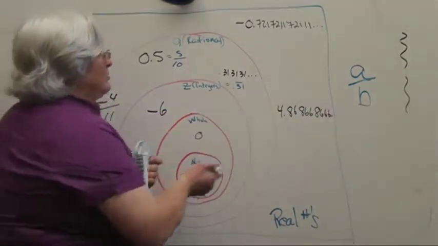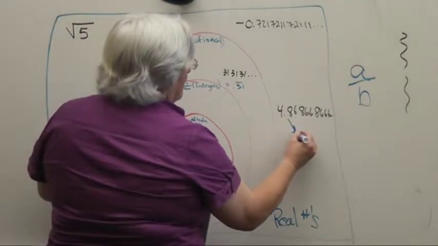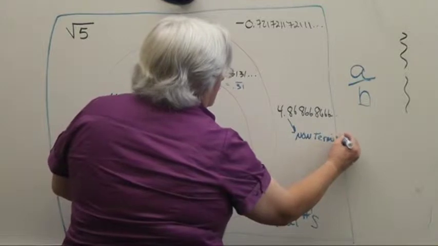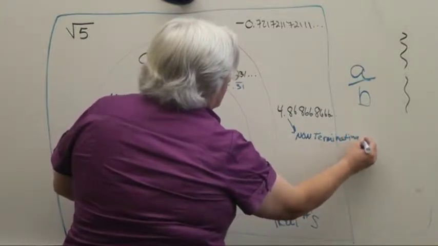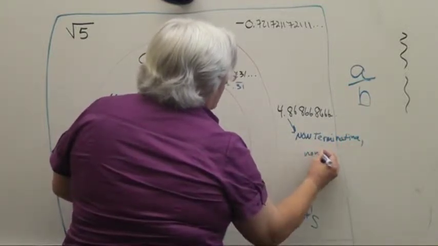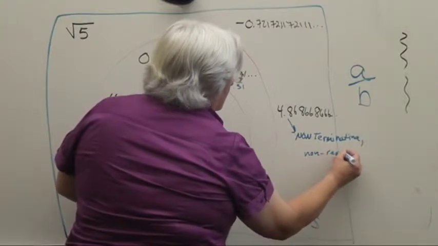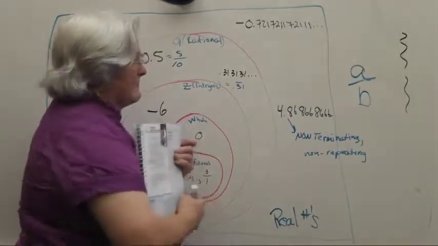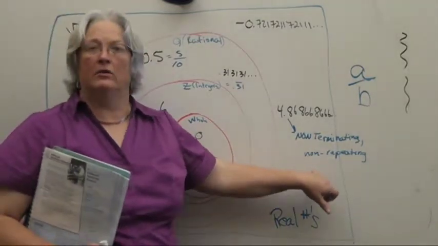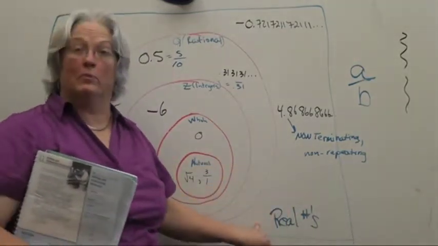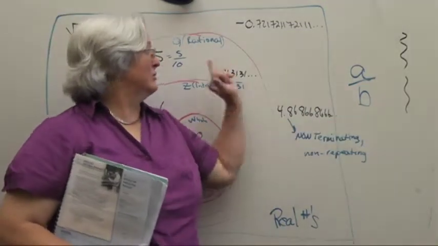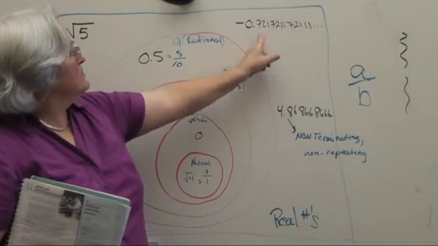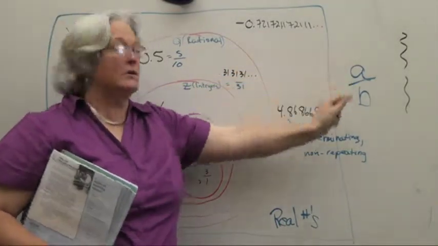This is called non-terminating, non-repeating. So non-terminating, non-repeating numbers are real numbers, but they're not rational numbers because they cannot be written as a ratio a over b.